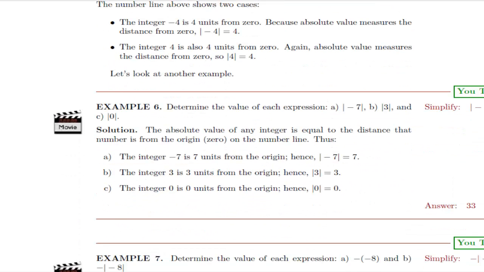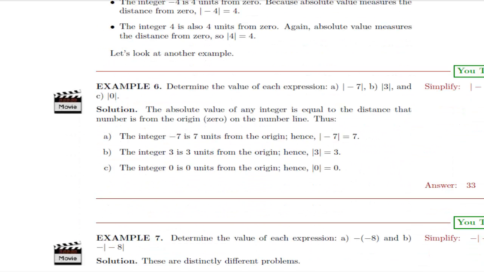Let's look at another example. Example 6. Determine the value of each expression. A, the absolute value of -7, B, the absolute value of 3, and C, the absolute value of 0. Solution. The absolute value of any integer is equal to the distance that number is from the origin on the number line. Thus, the integer -7 is 7 units from the origin, hence the absolute value of -7 is 7. The integer 3 is 3 units from the origin, hence the absolute value of 3 equals 3. C, the integer 0 is 0 units from the origin, hence the absolute value of 0 equals 0.